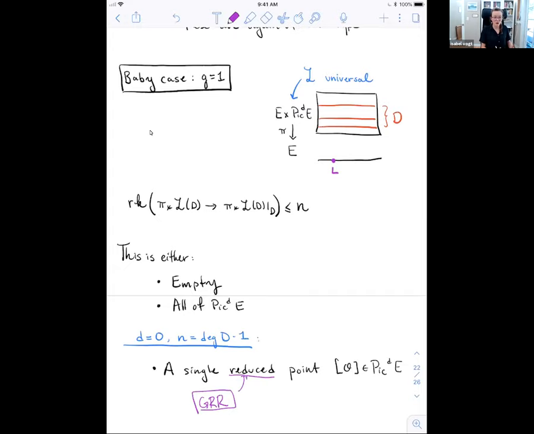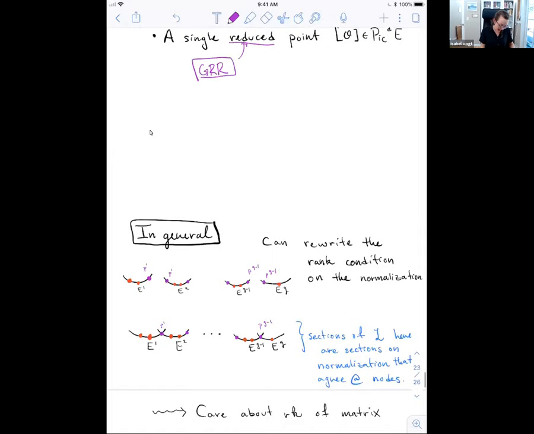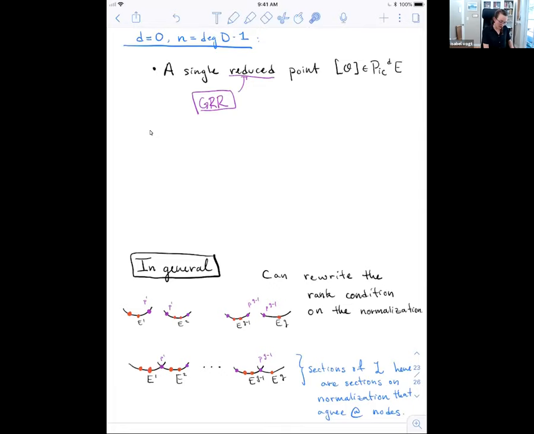Okay, so it was relatively straightforward in that case, but actually, this baby case of one elliptic curve solves the entire problem. And the reason why it solves the entire problem is that in general, we can rewrite this rank condition on our chain of elliptic curves as a condition on the normalization, this union of elliptic curves. And the reason is because sections of L on this chain are going to be the same thing as sections on the normalization that agree at the nodes where the components meet.